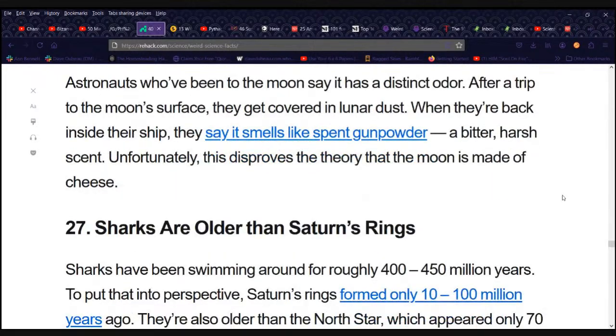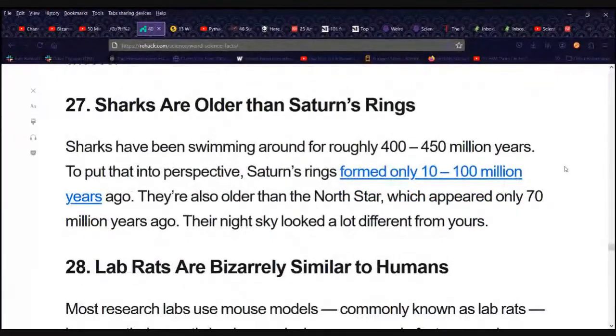Yep, more links. Sharks are older than Saturn's rings. And they'll probably be around long after Saturn's rings are gone because I guess they're sort of evaporating. They're kind of getting blown away. But yeah, sharks have been around for a long time. They are a very old creature, 400 to 450 million years.